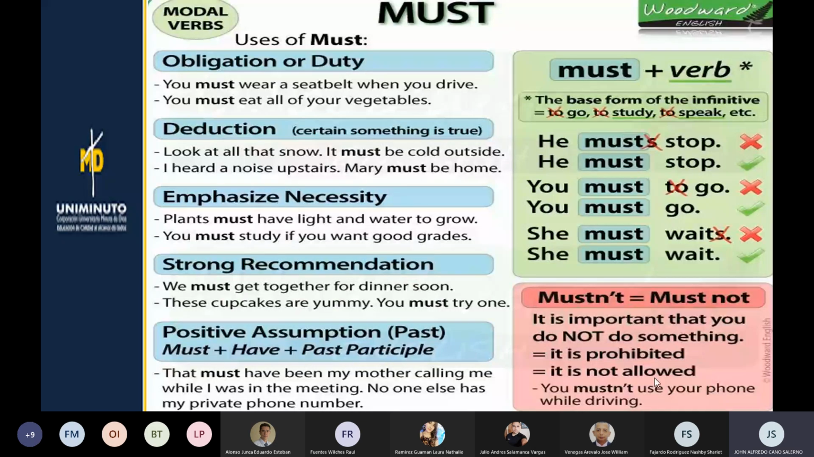Number 2, you must to go? No. You must go. It's like a tú debes ir. Number 3, she must wait? No. She must wait, okay? So don't forget. Personal pronoun, must plus infinitive verb. No se les olvide, la estructura es muy sencilla. Pronombre personal, must y el verbo en infinitivo. No en pasado, no con ese, no con tú. ¿Listo? Sencillo. Mustn't or must not. It's important that you do not do something, okay? Mustn't or must not in negative.